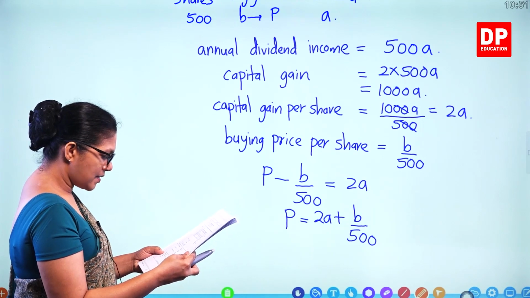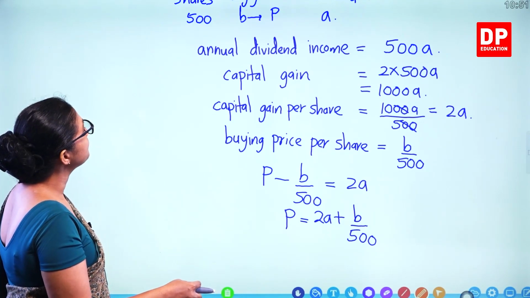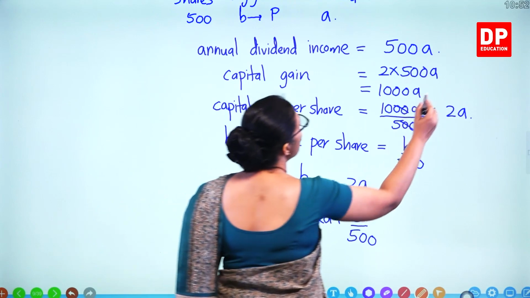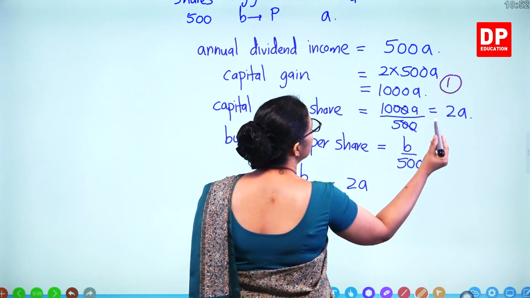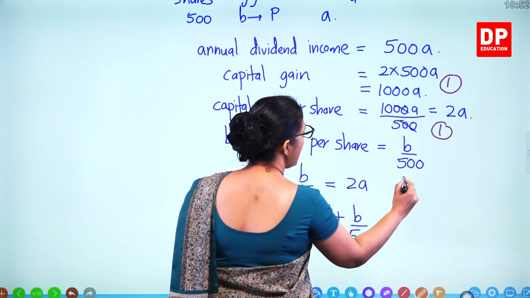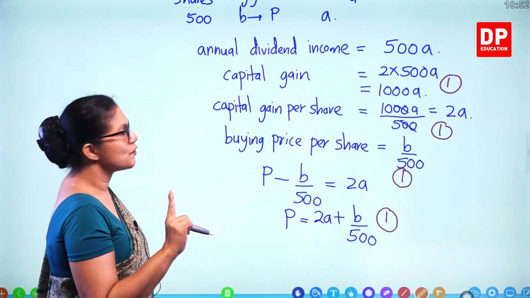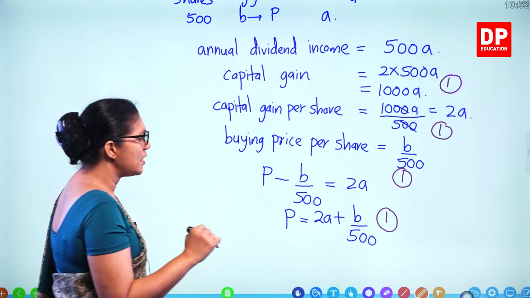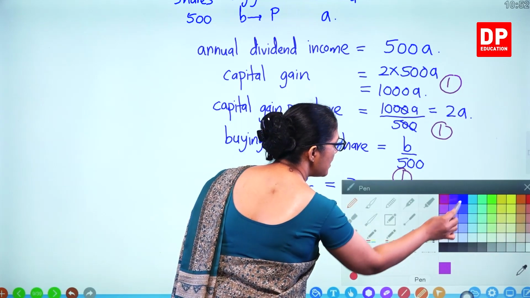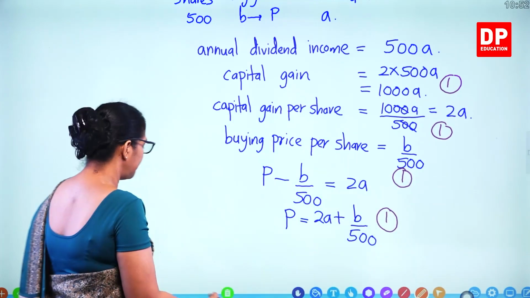We gave 6 marks. There are 4 marks for this step. So 1 mark here, 1 mark for 2A, this one, and final answer 1 mark. 4 marks for this one, and previous question 6 marks. So altogether 10 marks.